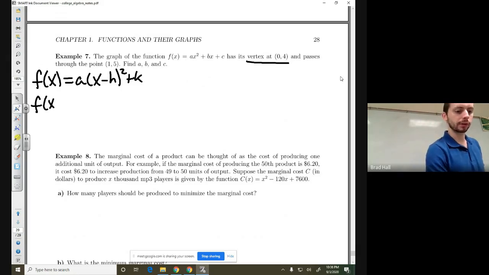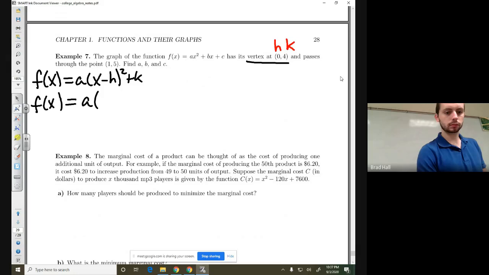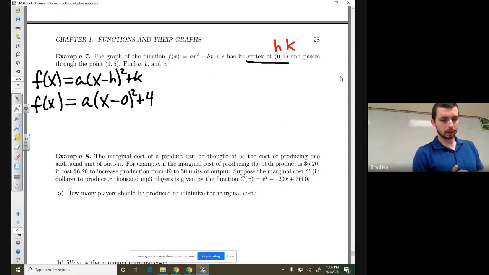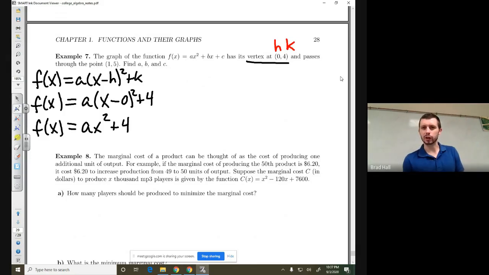So remember, the vertex gives us h and k for the x-coordinate and the y-coordinate. So we're going to plug those in directly. So that would be a(x minus 0) squared plus 4, because I plugged in h and k. And we can actually clean this up a decent bit, because x minus 0, well, subtracting 0 doesn't really do anything. So x minus 0 is just x. And so we get ax squared plus 4.